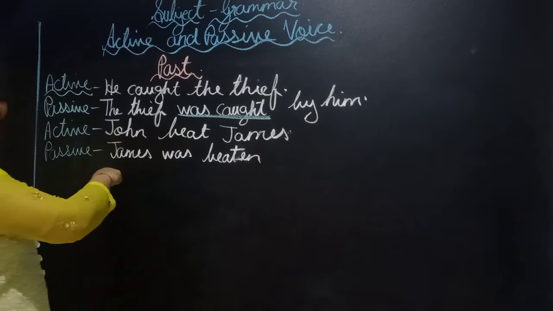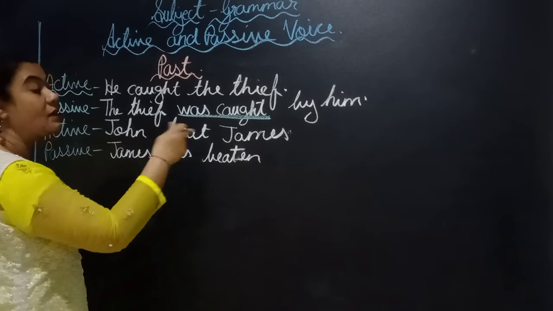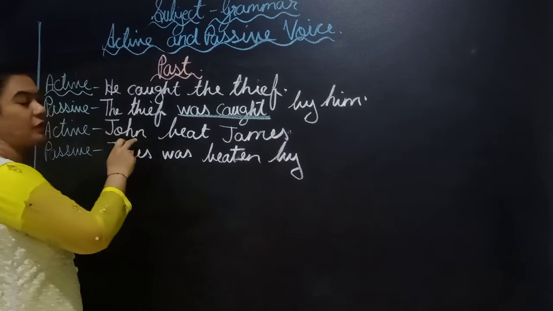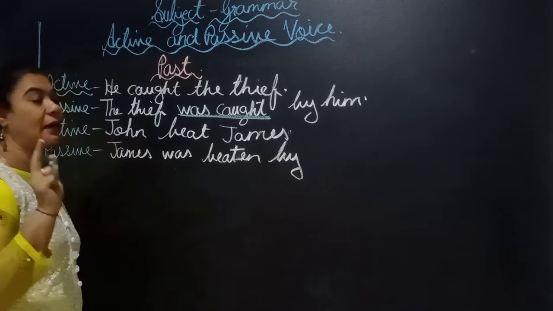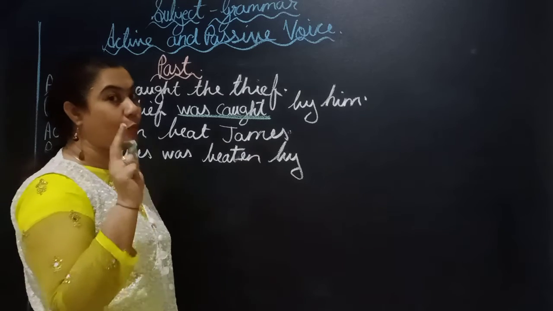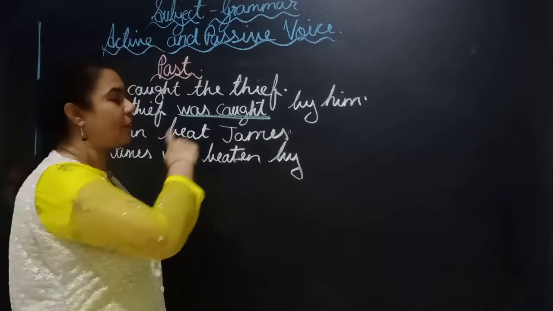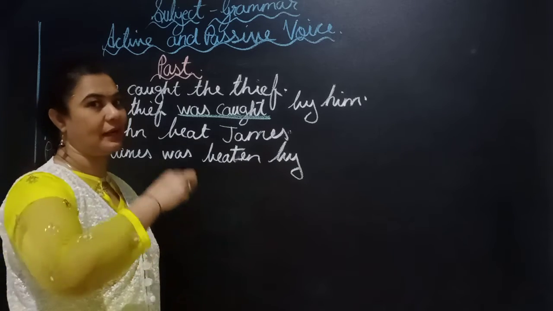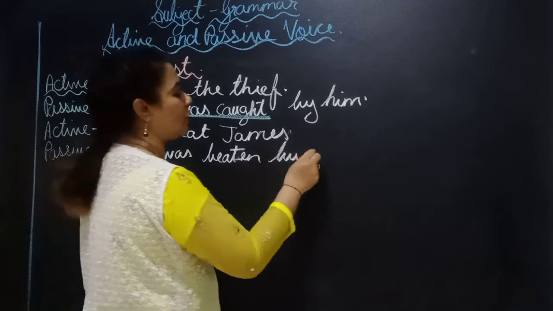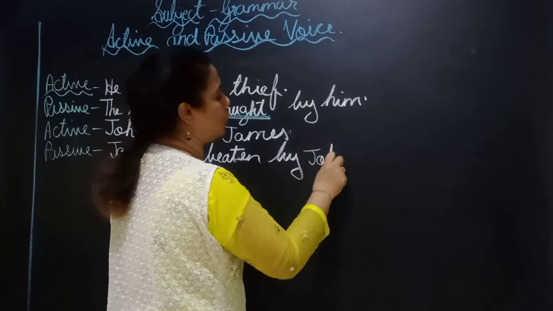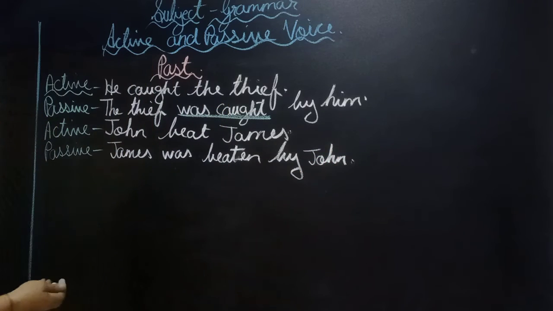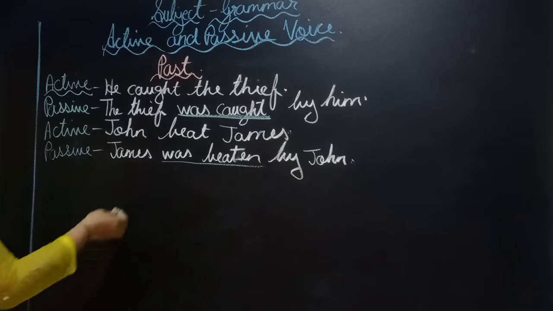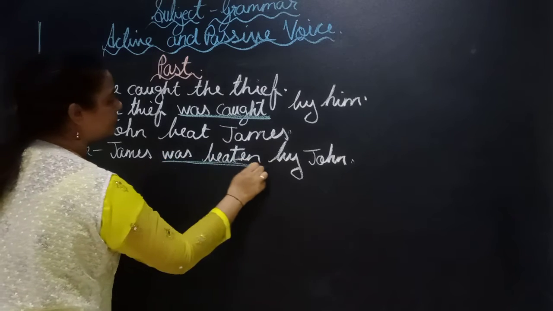Was beaten by whom? If it is a proper noun, remember I told you, if your subject is a proper noun, then the proper noun exactly comes. But if it is a pronoun, then you have to change it. So here it is John, so it will be John only, right? And you have inserted was plus past participle of the verb.